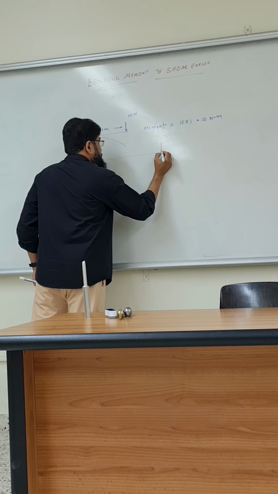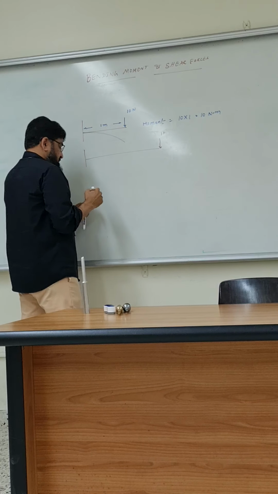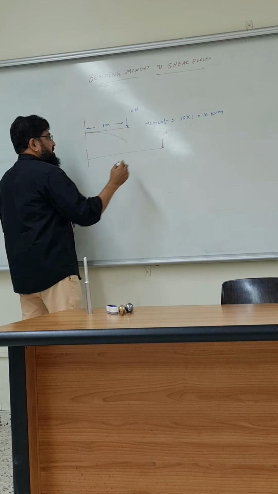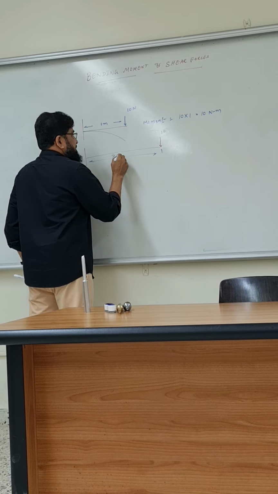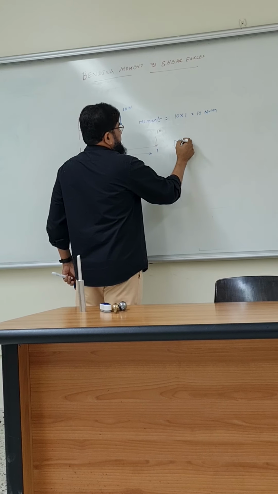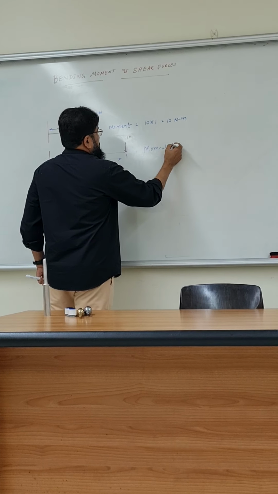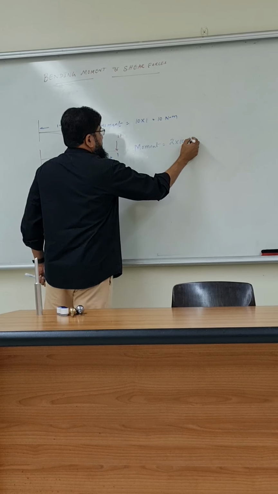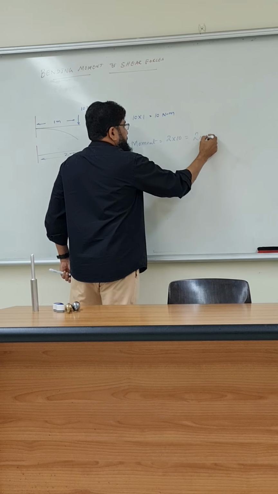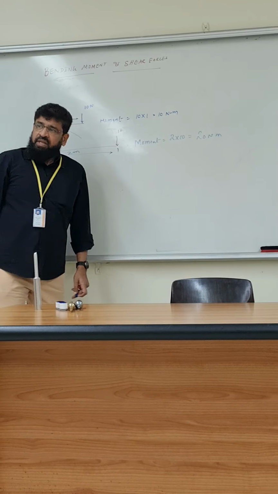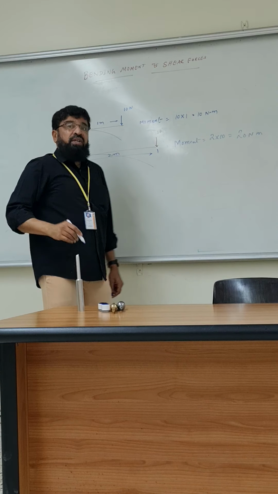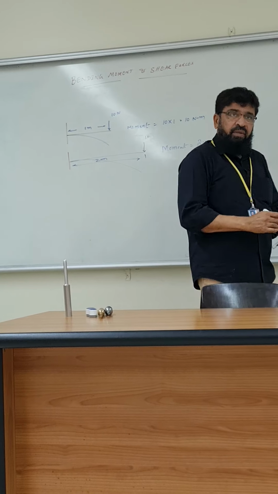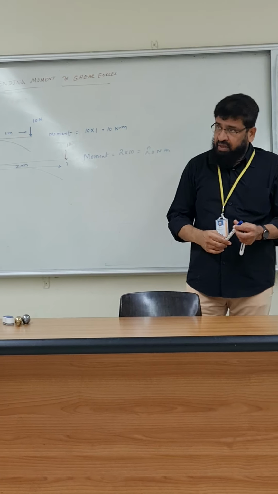Now, if I have another bar, and I have another force over here, the same 10 newtons, but the distance is 2 meters, let us say. So what is the moment? Moment is equal to 2 multiplied by 10, that is 20 Newton meter, isn't it? Since it is trying to bend the beam like this, we call it the bending moment.